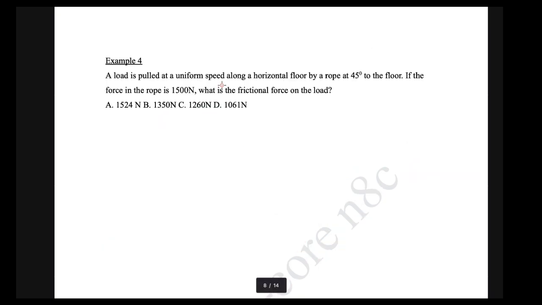Next question. This question says that a load is pulled at a uniform speed. Look at that term again, uniform speed. Whenever you hear uniform speed, what should come to your mind is that acceleration is equal to 0 meters per second squared. The load is pulled along a horizontal floor by a rope.